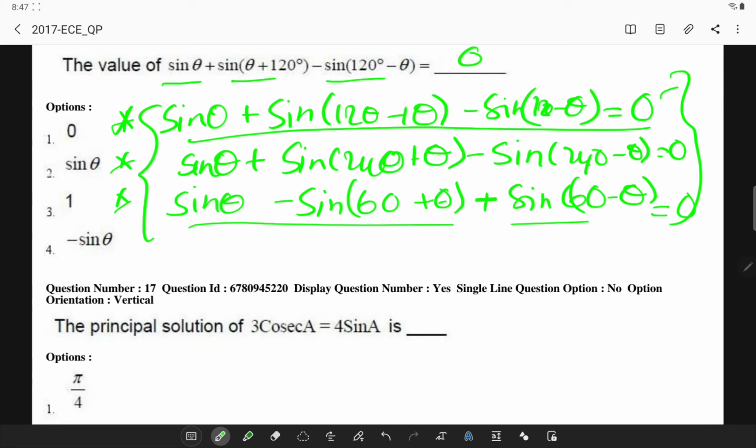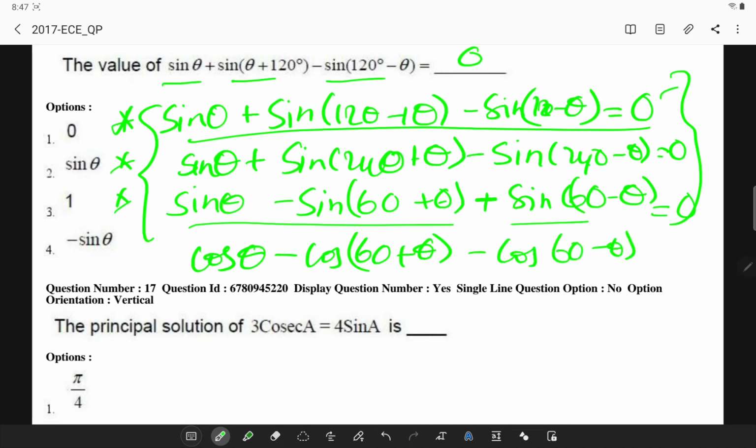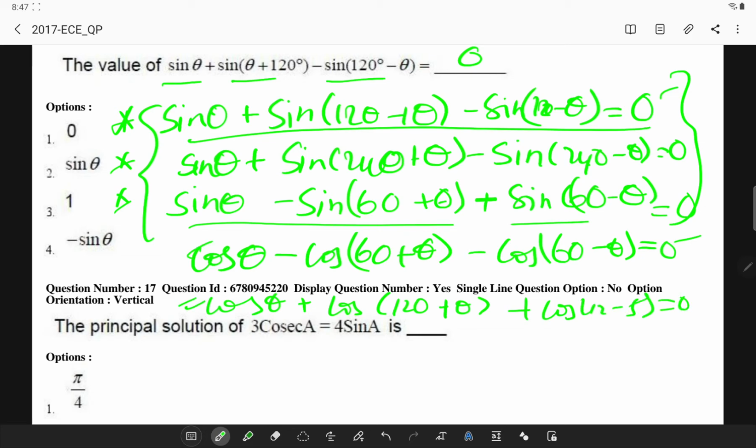So also you have to remember, for cos also you have some equations. So cos theta minus cos 60 plus theta minus cos 60 minus theta is 0. Similarly, cos theta plus cos 120 plus theta plus cos 120 minus theta, this is equal to 0. So all these are formulas which you have to remember for your examination.